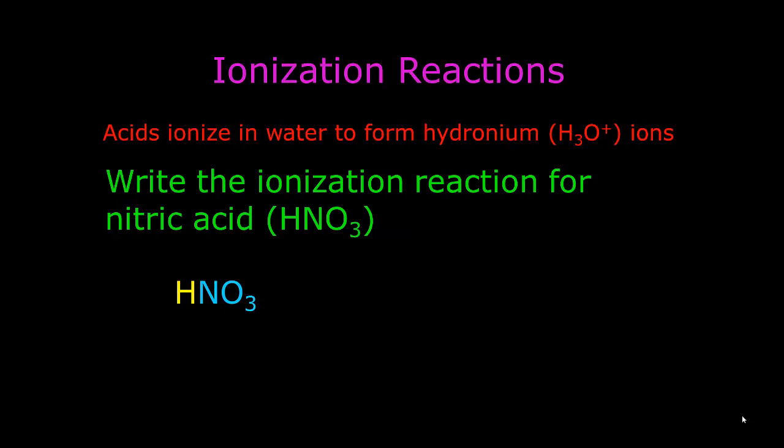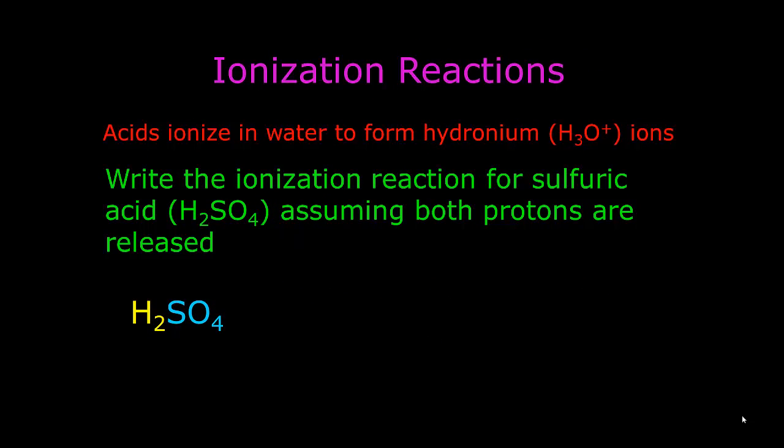So let's write the ionization reaction for nitric acid, HNO3. So HNO3 plus water. We know that since it is an ionization reaction, it's going to ionize water, which means it's going to turn water into an ion. The H+ from nitric acid is going to react with the H2O to make H3O+ and NO3-.